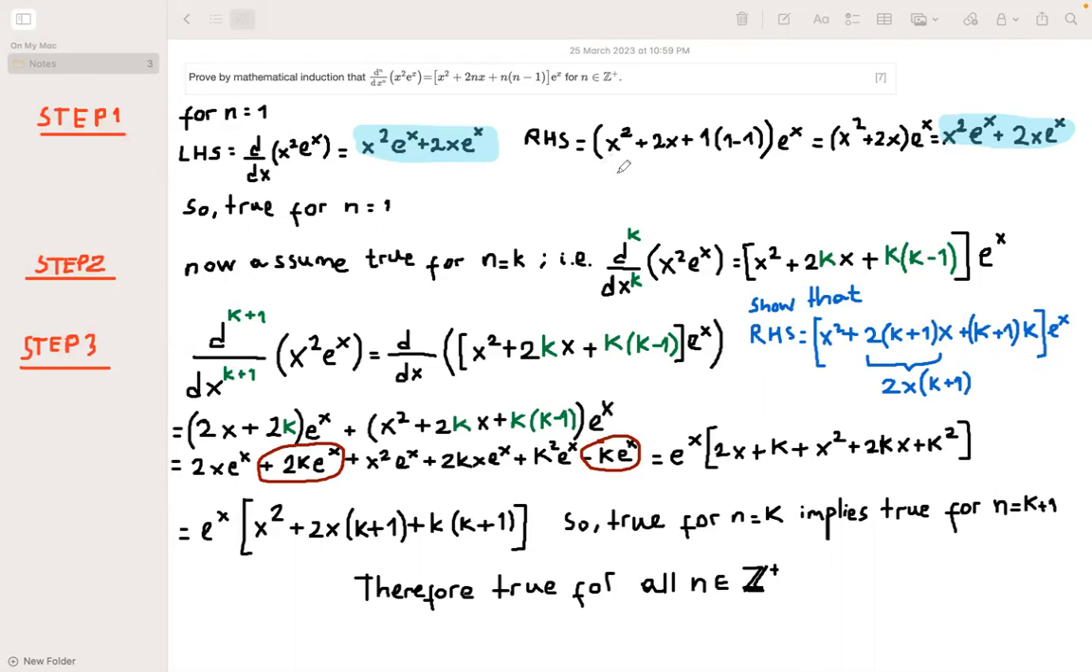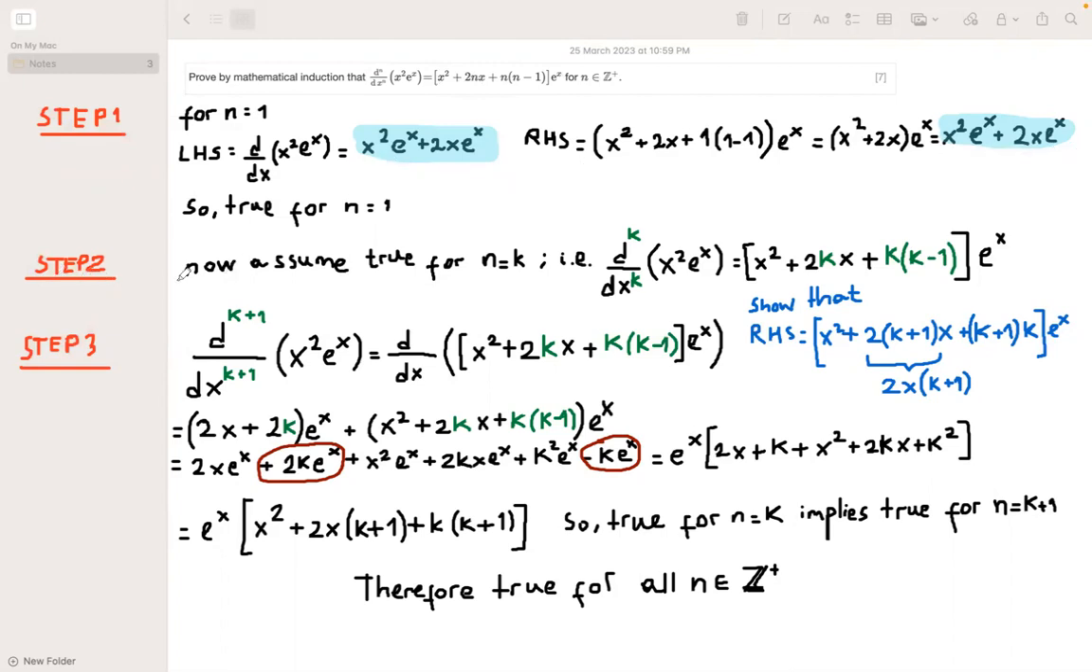On the right-hand side, I just need to replace n with 1. No need to take any derivative, because we don't have a derivative in front of it. So x squared is the same, x squared. Then 2 and x, n is 1, so 2x. Instead of n, I'll put 1, so 1 times (1 minus 1) e^x. As you see, when you expand this, you get the same result. So the first step is done.